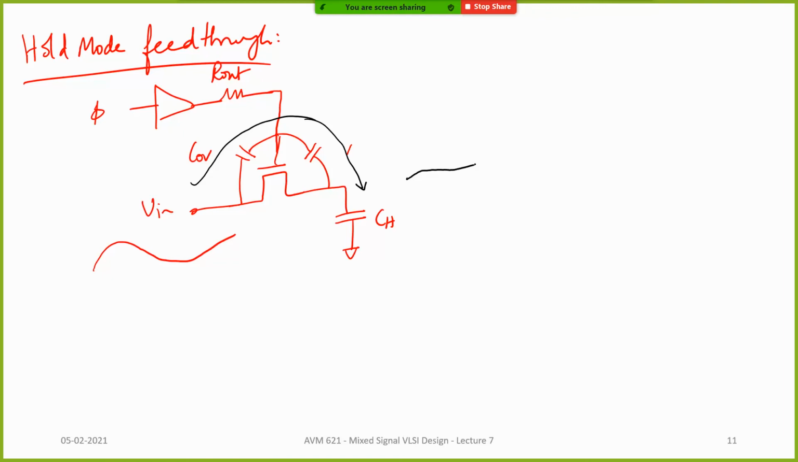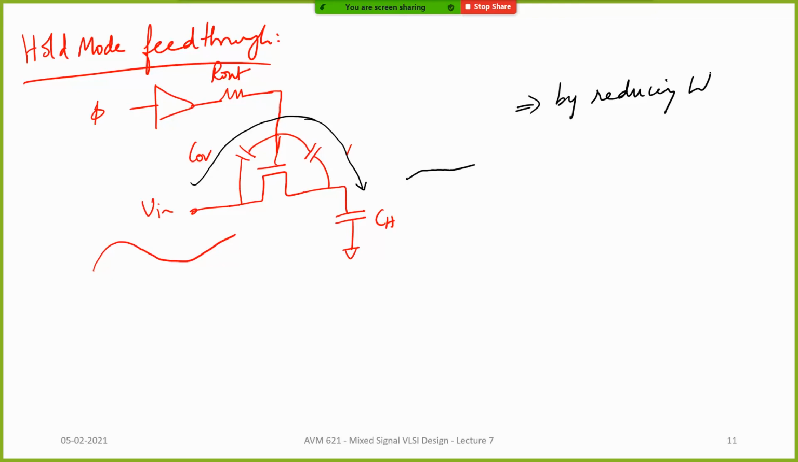So again, here the way that you can reduce hold mode feed through is by reducing W, right? So if you have a lower switch width, the sampling switch width, if it is a smaller transistor, then overlap capacitance will be lesser, and this effect will also be less pronounced. But as we discussed in yesterday's class, having a smaller width will also increase your on resistance, and having an increased on resistance will limit your bandwidth of operation. Okay, so all these trade-offs are basically there.